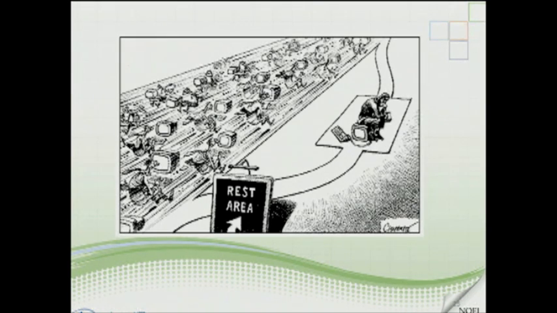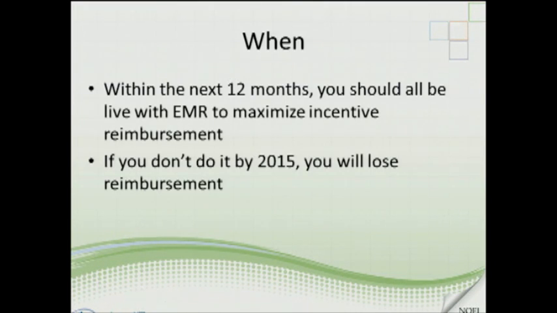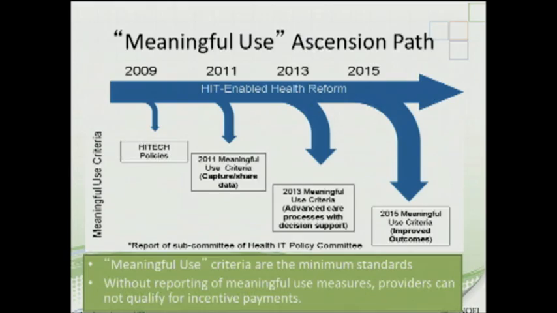Let's skip ahead for a little bit. So it is time to get off the rest stop on the information highway. We have to get back on. If you are not electronically enabled in your practice, you absolutely have to be. This is actually a little bit of an old slide because when I wrote this last year, I was saying within the next 12 months you should all be live with an EMR to maximize your incentive reimbursement. Well, that started in 2011. So you should have already been on one, and if you're not, you've lost out on that first year of incentive reimbursement. I'm going to show you what that is in just a minute. But if you don't do it by 2015, not only will you lose any of the potential incentive reimbursement, but you're going to then start to get penalized.